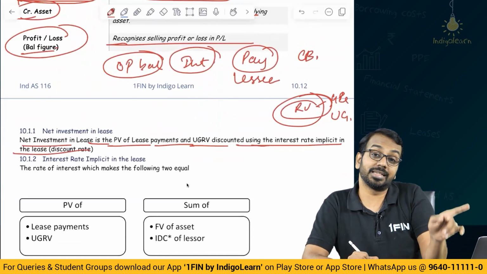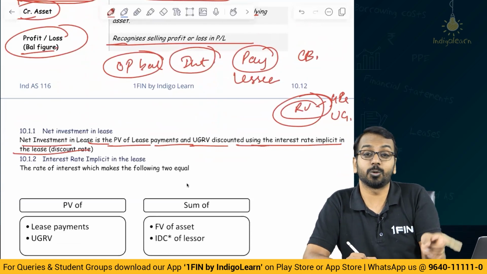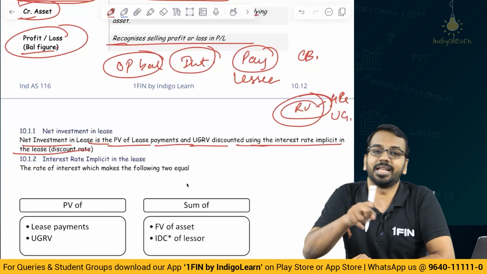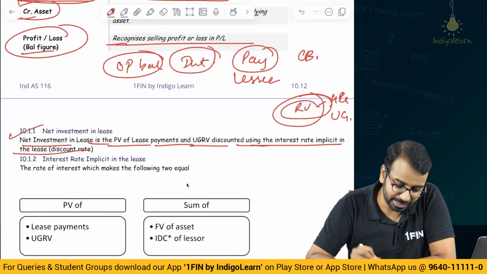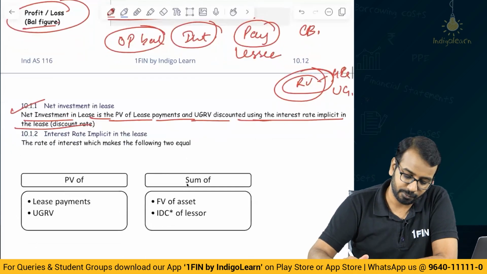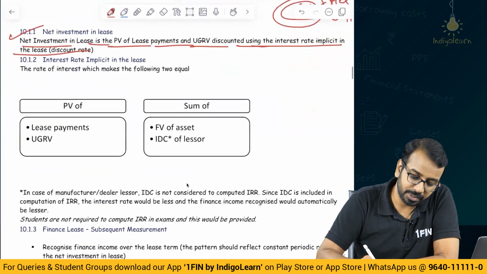Sir, why did we have it in the lessee? In case of lessee, the lessee does not know the lessor's incremental borrowing rate, but the lessor will be able to calculate what is its incremental borrowing rate, and hence here you will use the implicit rate of return. What is the implicit rate of return?